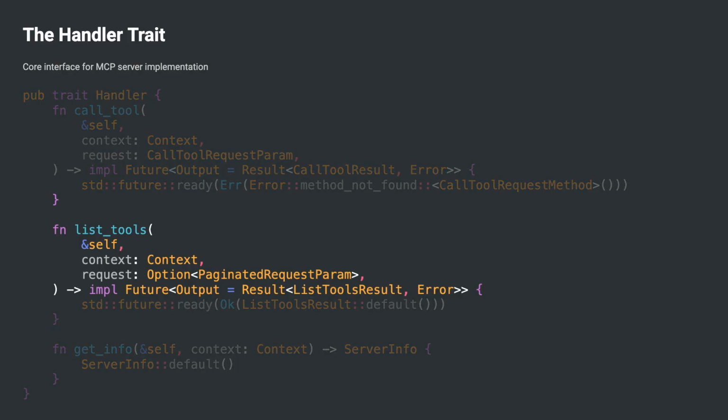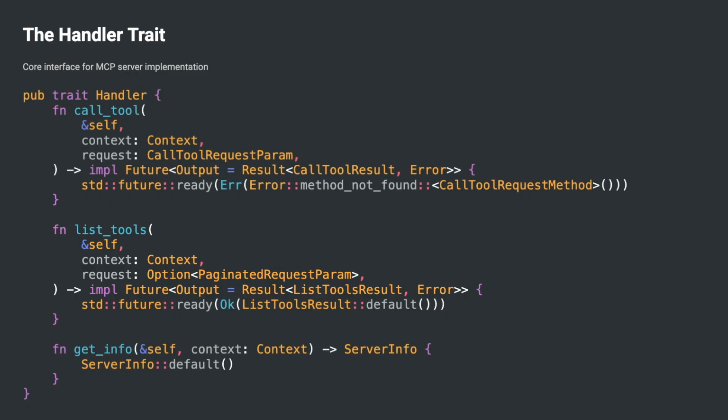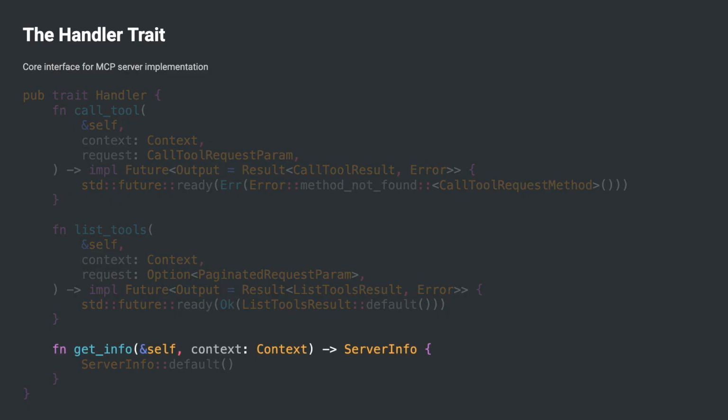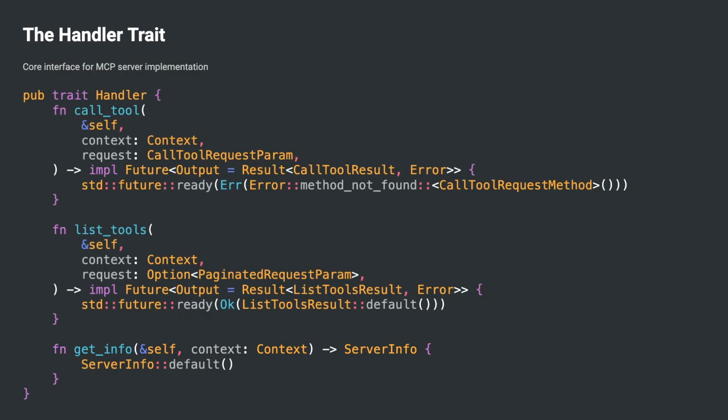Next, the listTools method provides tool discovery. It returns a list of all available tools that clients can call, along with their descriptions and schemas. Finally, the getInfo method provides server metadata. It tells clients about the server's capabilities, version, and other essential information. These three methods work together to create a complete MCP server interface. The handler trait provides default implementations, so you only need to override the methods you want to customize.